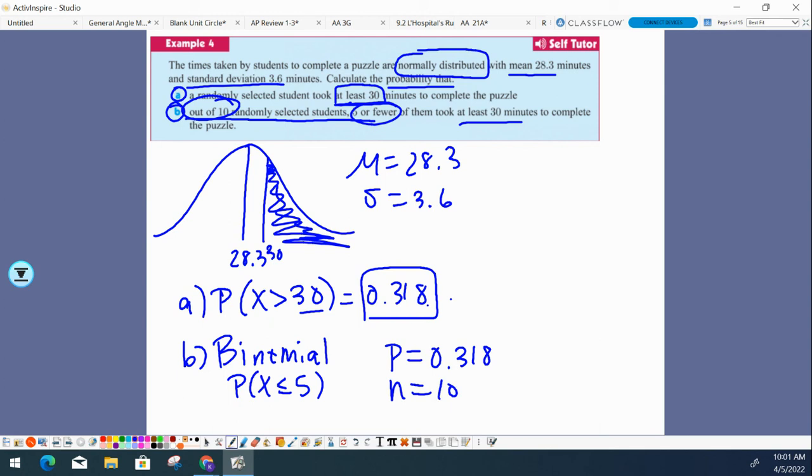So go back to your distribution, hit your up arrow though to go to your binomial. Because this is less than or equal to 5, we're going to use binomial CDF. The number of trials is 10. Our probability value 0.318. Our X value is 5. Go ahead and paste it. And this probability, 0.938. And that's our final answer.